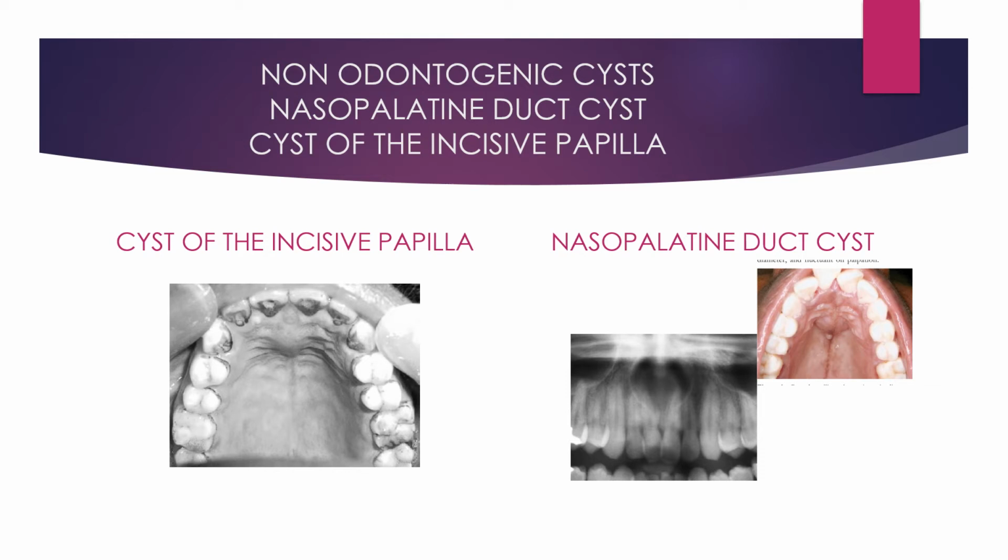The cyst of the incisive papilla and the nasopalatine duct cysts are often used interchangeably. The name is given by location. The cyst of the incisive papilla is used or can be used when the cyst occurs on or near the incisive papilla. When the cyst occurs in the nasopalatine duct, it is called a nasopalatine duct cyst.